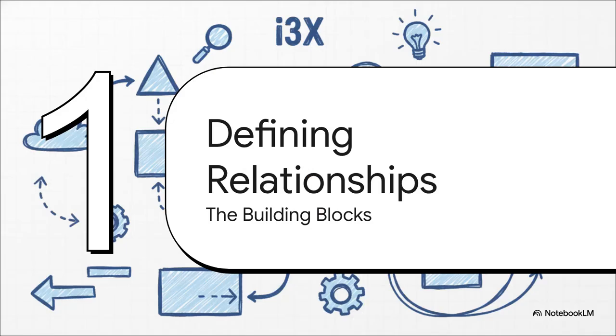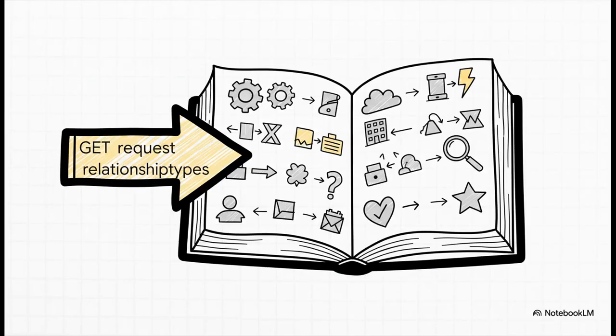Okay, first things first. In i3X, every single relationship type is a first-class object in the API. This means we can discover them and work with them just like any other object. And we do that with a really simple GET request to the /relationship-types endpoint. This one call gives you the complete dictionary of every possible connection type that the system knows about.